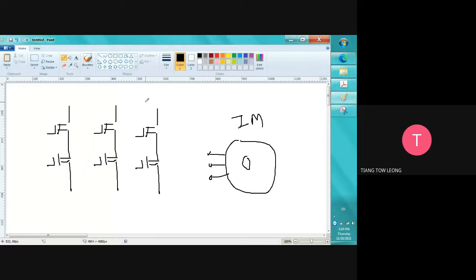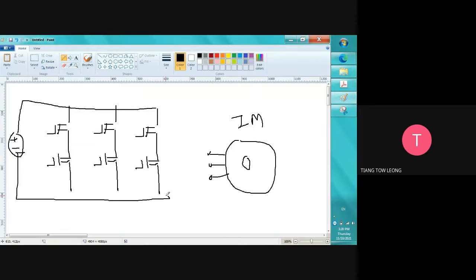Okay, and then we combine all together to become VDC. After that, we take one phase, connect to one line. Then another one, connect to another line. Then the last one, connect to this line. So let's say for 3 phases, we need about 6 switches, 1, 2, 3, 4, 5, 6, something like this.